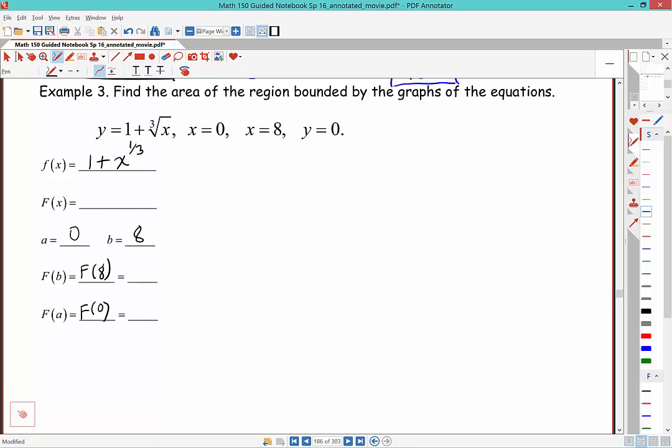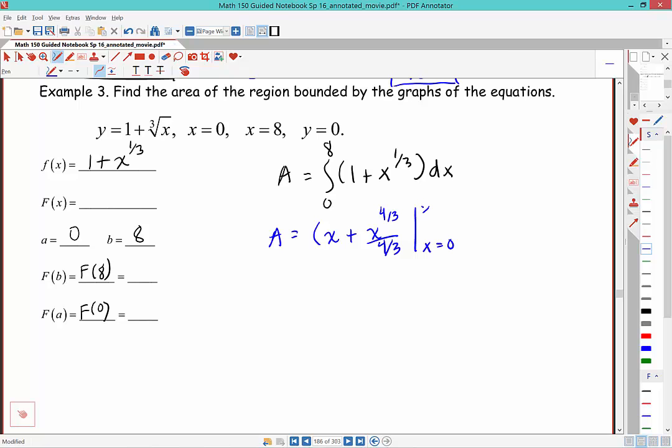Okay? So here we go. So our area is equal to the integral from 0 to 8 of 1 plus x to the 1/3 with respect to x. And then we'll have our area equals x plus x to the 4/3 over 4/3 evaluated from x is 0 to x is 8. So our area will be x plus 3/4 x to the 4/3 evaluated from x is 0 to x is 8.